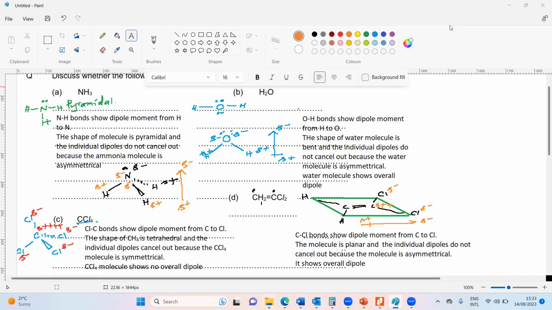Children, the reason why we talked about overall dipoles of a molecule, or the dipole moment of a molecule, is because only if you have a very, very clear idea about the dipole moment of a molecule can we go to our next part of the lesson.